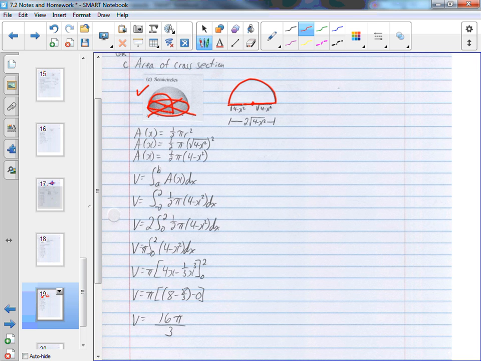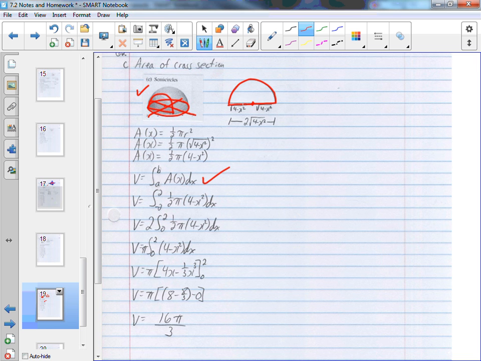Okay? So to work with the area of a cross section, remember what our little formula is. It's the area of a cross section times the thickness of it, and then we're going to take the integral of it so that we accumulate all these little cross sections. The area times the thickness is what gives it a volume. The thickness is dx, and so we need the area of it.